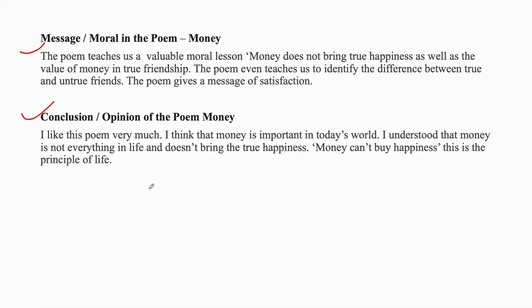So money is important. Along with money we need to have family, true friends, true family members for us to enjoy our wealth. All right, money can't buy happiness. This is the principle of life. Definitely money cannot buy happiness, money cannot buy true friends and family members. Okay, but you need to understand one thing, that even if you have money, or if you don't have money, you should always be true to our friends and family members. Okay, this is the conclusion and opinion of the poem Money.